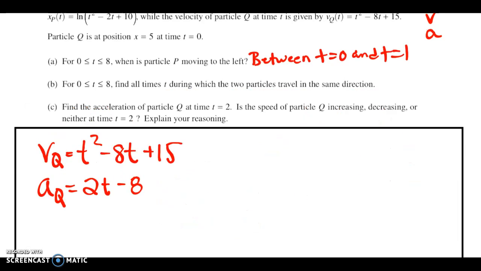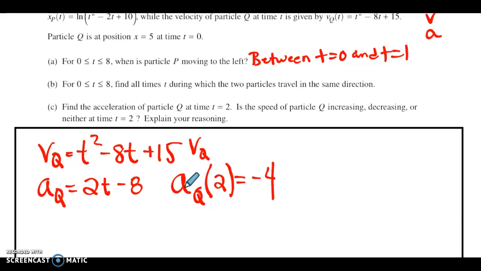So it asks us to find the acceleration of particle q at time t equals 2. So the acceleration of q at time 2 equals -4. Is the speed of the particle increasing, decreasing, or neither at time 2? Oh, those tricksters, they know I need the velocity as well to know if it's speeding up or slowing down.